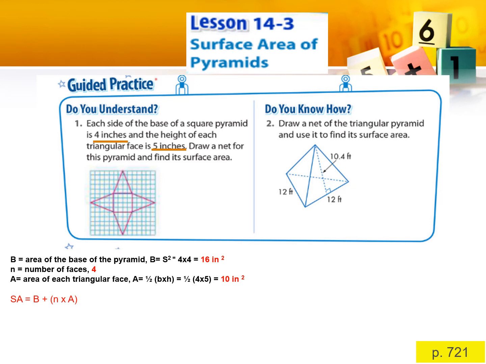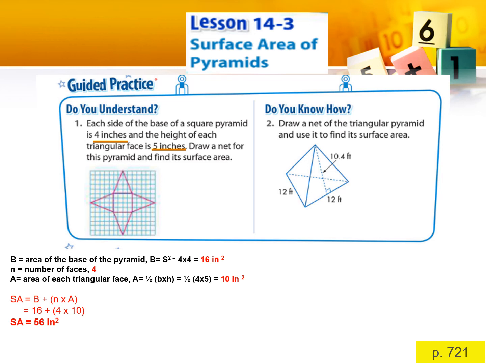So we'll be using the formula SA equals B, the area of the base of the pyramid, plus, open parenthesis, n, the number of faces, times A, the area of each triangular face, close parenthesis. So the value of B is 16, plus the value of n is 4 and the value of A is 10. 4 times 10, we have 40 plus 16, so you'll get 56 square inches.